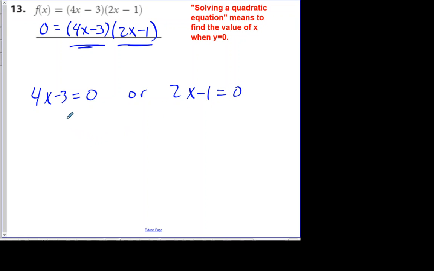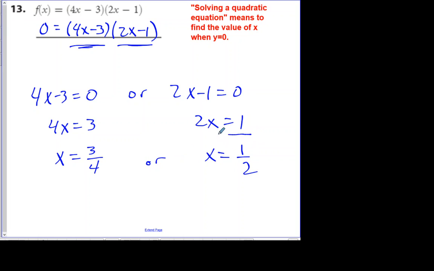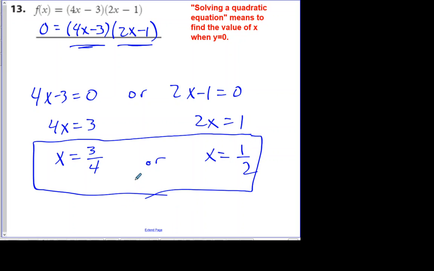And then when you solve that, your first step would be add 3 to both sides, and you get 4x equals 3. Last step, divide both sides by 4, and you get x equals 3/4. And then over here, add 1 to both sides, you get 2x equals 1, and then divide both sides by 2, you get x equals 1/2. So your solutions to that quadratic equation would be 3/4 or 1/2.